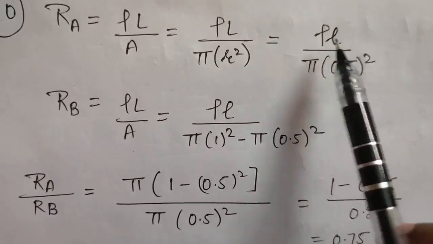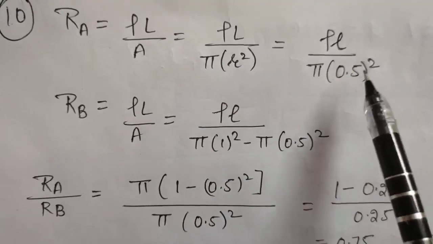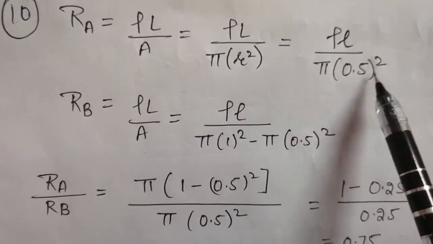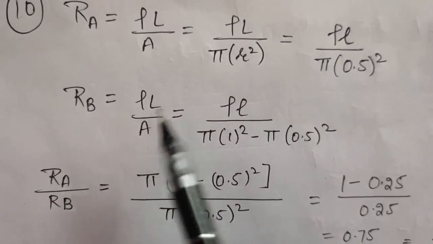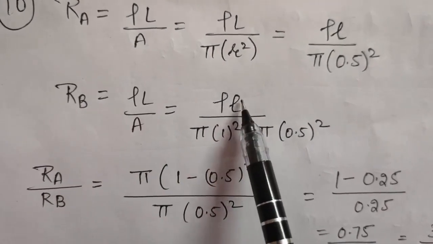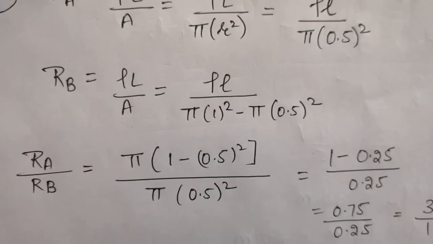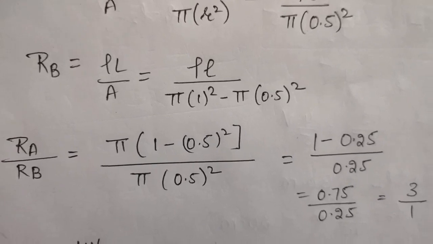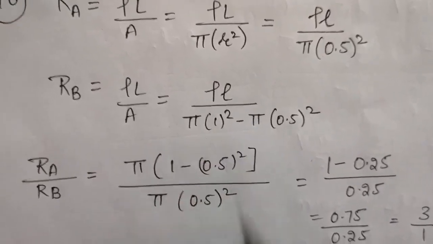So this is rho L. I am taking length to be small l. Rho L upon pi r square. So this is your resistance of wire A. Now for resistance of B, again it will be rho L by A. This is rho, again length is given to be small l. Now what will be the area of that hollow tube which has outer radius as well as inner radius?